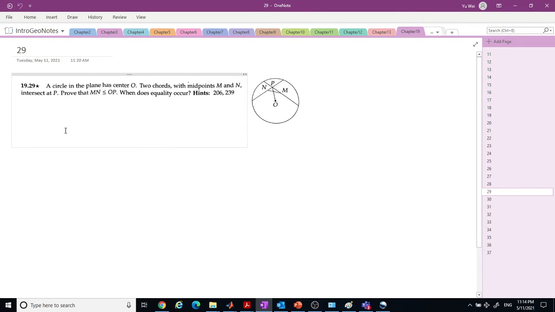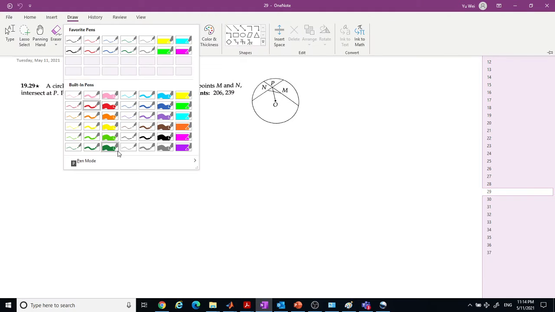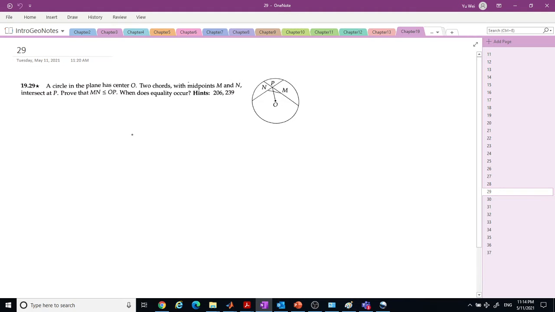Okay, so let's move on to 19.29. Okay, so here's the diagram. Let's draw a big picture. So we have a circle O, and the two chords with the midpoints M and N.